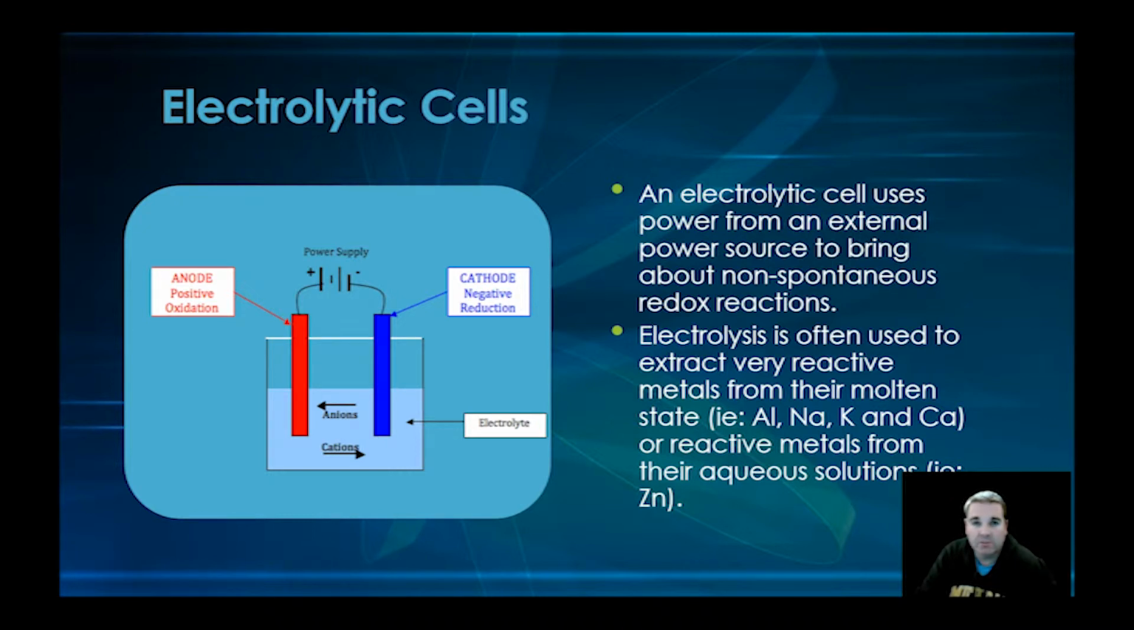The way I always tell my students to remember that is GAN-EAP. I think I went through that term in one of the previous videos. In a galvanic cell, the anode is negative. In an electrolytic cell, the anode is positive. So if you remember GAN-EAP, G-A-N-E-A-P, it's an easy way to remember it.